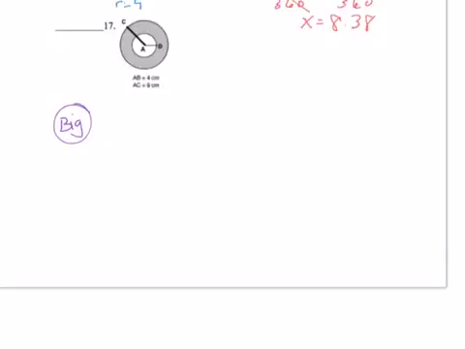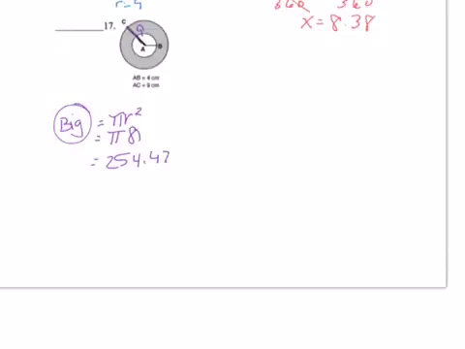I'll write big in there. And it's pi r squared is my formula, so pi times, the length from A to C is 9. So 9 squared is 81. So I'm just going to say 81 pi. And when I figure that out, it equals 254 and 47/100.